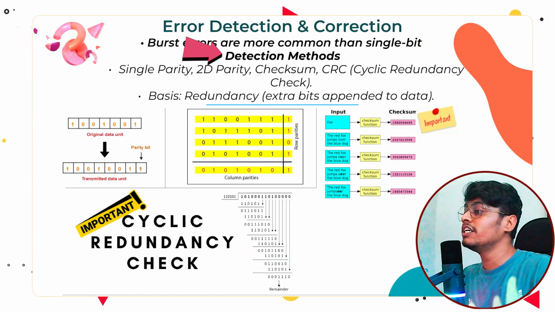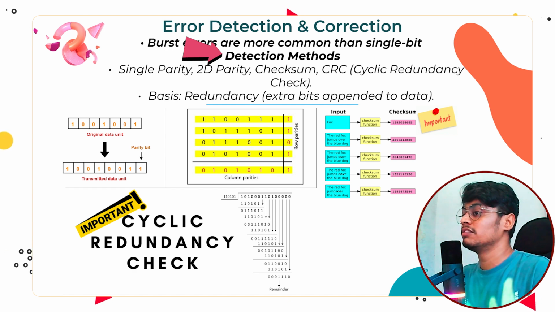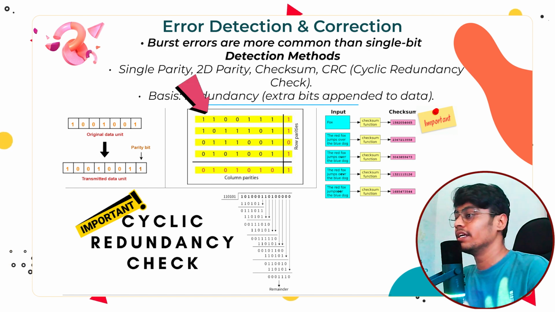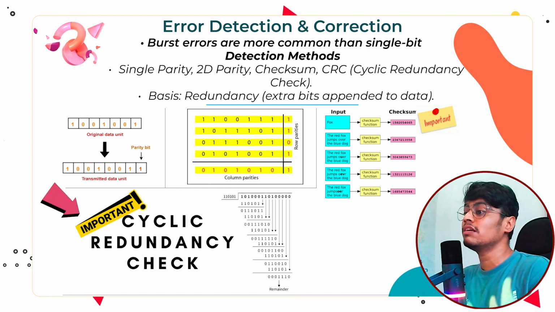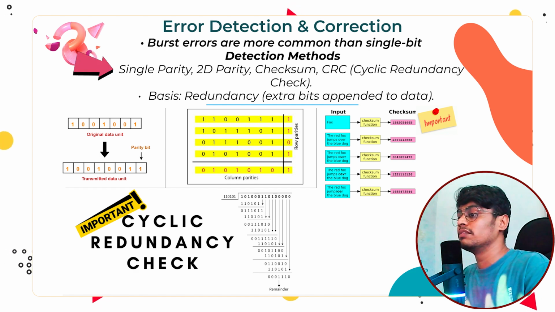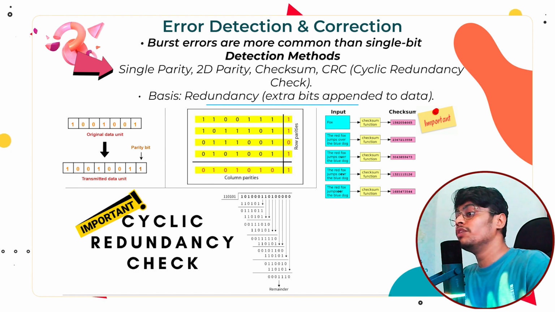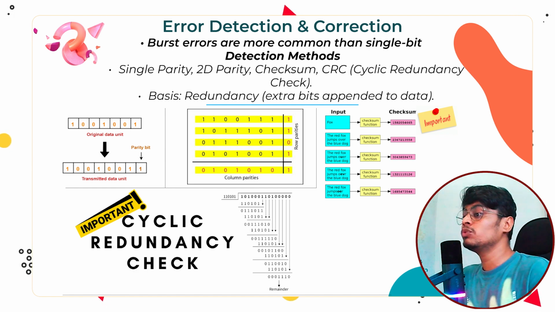Then we have the detection methods. Which are the detection methods? Single parity, in which we talk about even or odd parity. There is a two-dimensional parity check. There is checksum and CRC, which is the cyclic redundancy check. These are very important methods. All these methods have their own advantages and their own limitations also, which we will discuss in this video. And for error correction, we use Hamming codes.